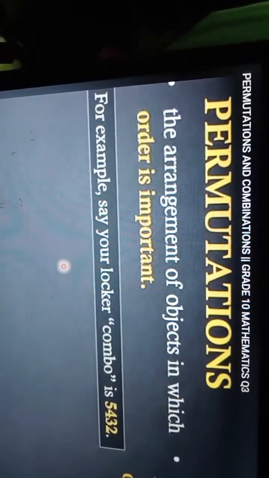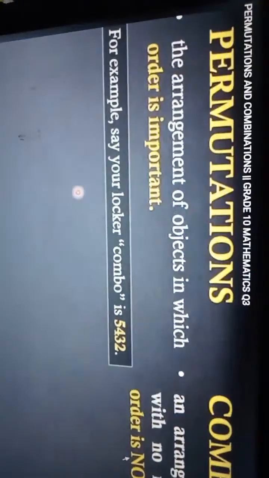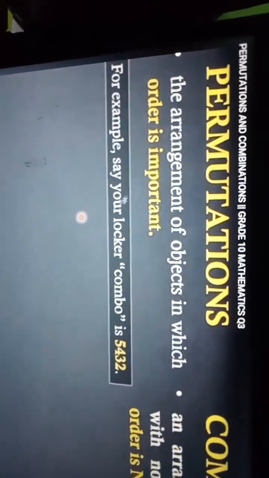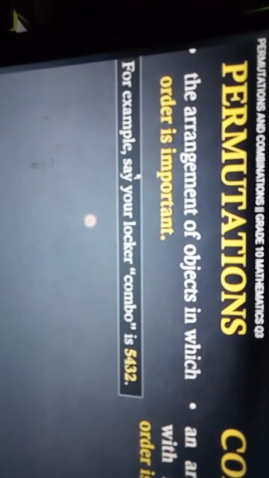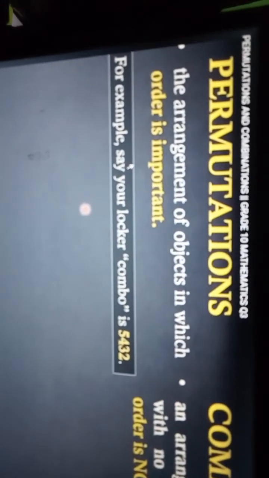Discuss the things about permutations and combinations. Okay, so I'll go first with the permutations. Permutations pertain to the arrangement of objects in which order is important. So in permutation, the order is very important.